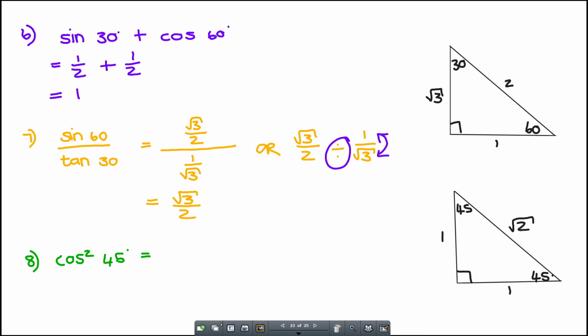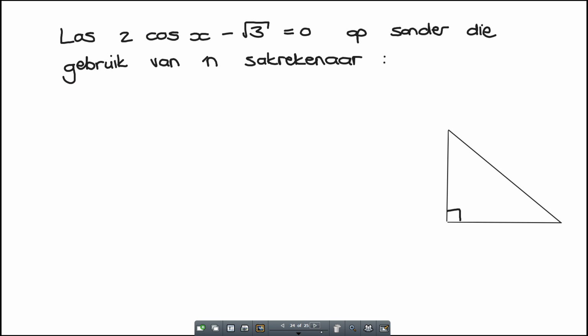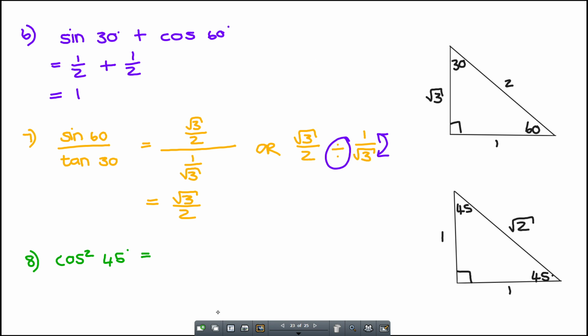Bracket. Nee man. Ag, vaderland, okay. Saved by the bell. Jy het geen huiswerk.